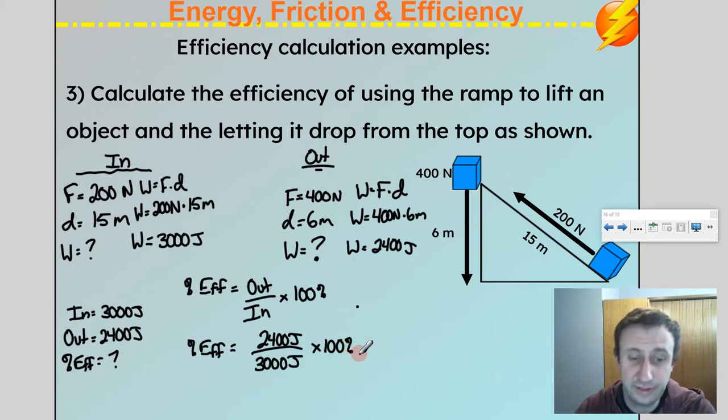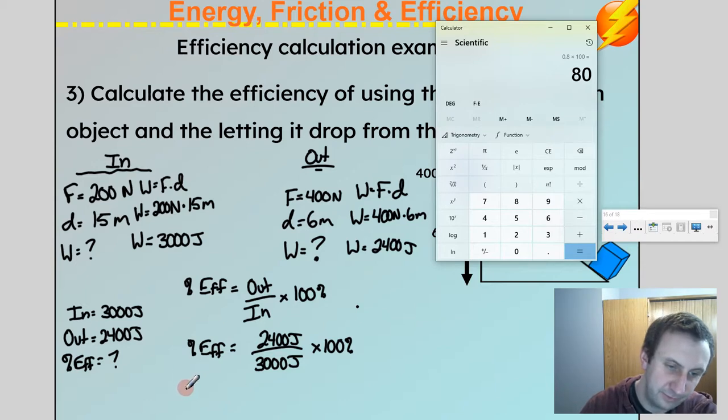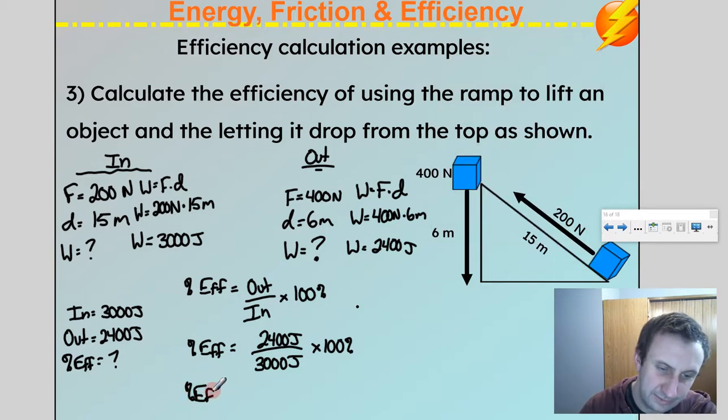And this is actually kind of, again, a funny one. This is going to equal 4 out of 5. So 80%, but I'll show you. 2,400 divided by 3,000, 0.8 times 100 gives me 80%. So the efficiency of this system is 80%.